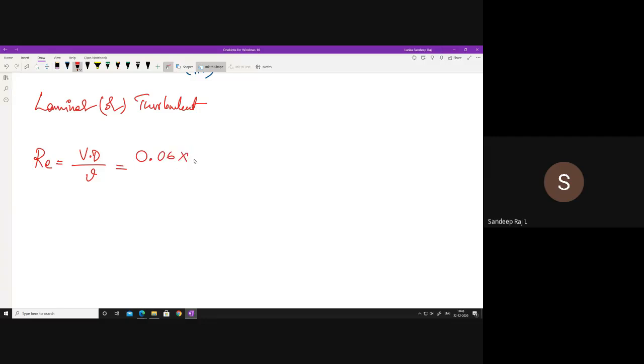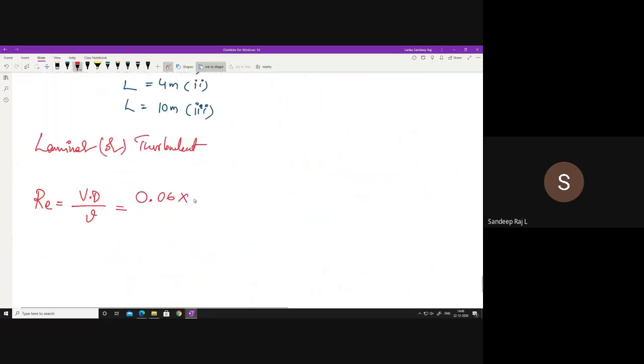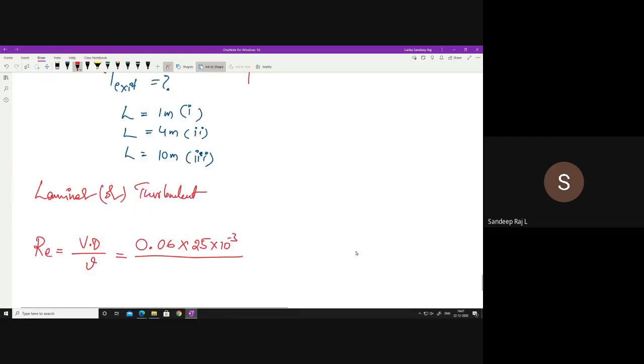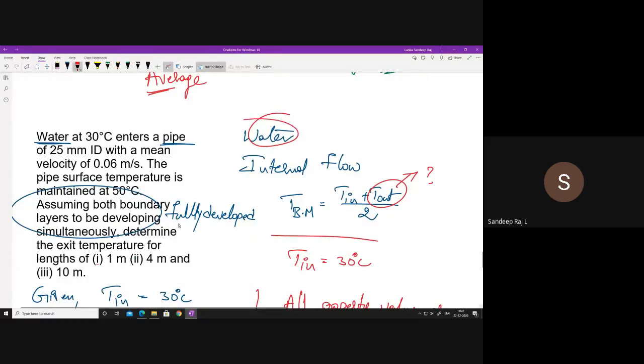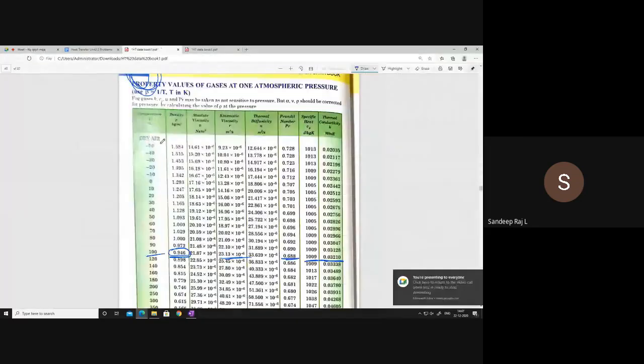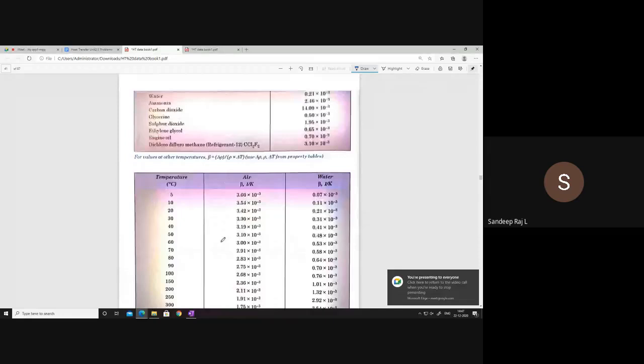D is given as what? D is given as 25 mm. So 25 into 10 to the power of minus 3. Nu is unknown, so you have to get it from the data book. So nu is, it is given for water. So go to page number 30 in your data book. You will find water values.